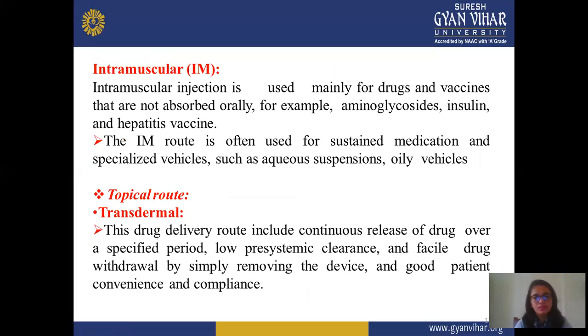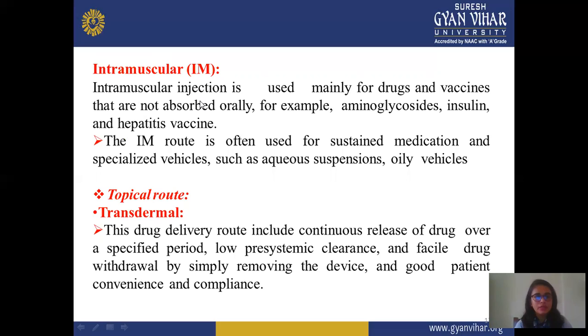Next is intramuscular. Intramuscular injection is used mainly for drugs and vaccines that are not absorbed orally. For example, aminoglycosides, insulin, hepatitis vaccine, and the intramuscular route is often used for sustained medication and specialized vehicles such as aqueous solution and oily vehicle. This route is mainly used for formulations or vaccines which are in oil solution or not absorbed by the oral route. You use oily solution as a suspension also for this intramuscular route.